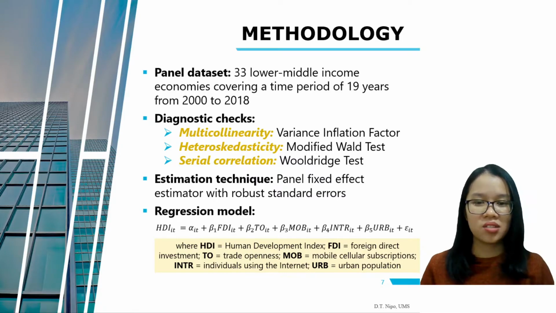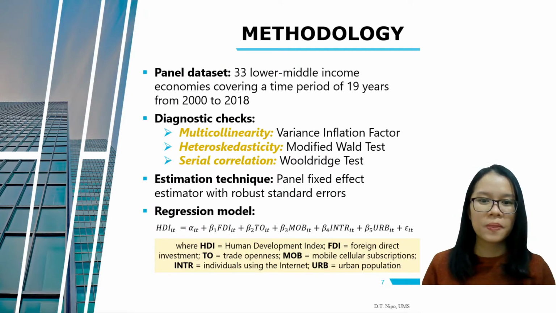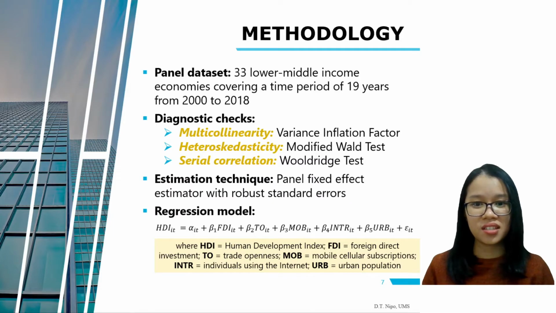As for the methodology, this study used a panel dataset consisting of 33 lower middle income economies covering a time period of 19 years, from year 2000 to 2018. Now, before proceeding to the primary regression analysis, several preliminary testing and diagnostic checks were performed first, which include testing for the presence of multicollinearity, heteroscedasticity, and serial correlation using several tests such as variance inflation factor, modified Wald test, and Wooldridge test.